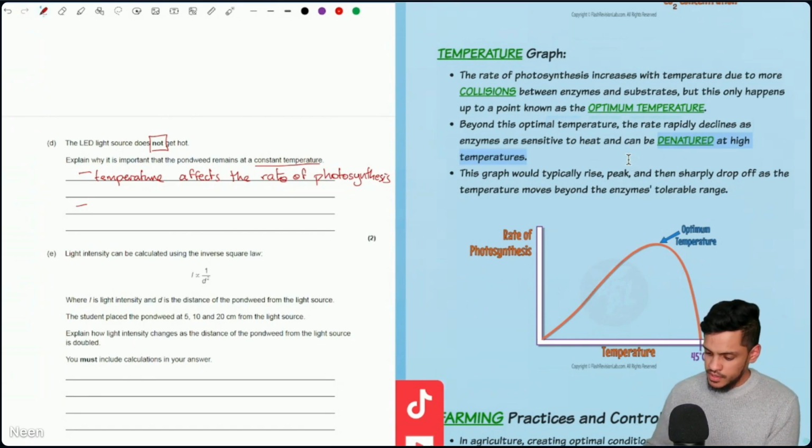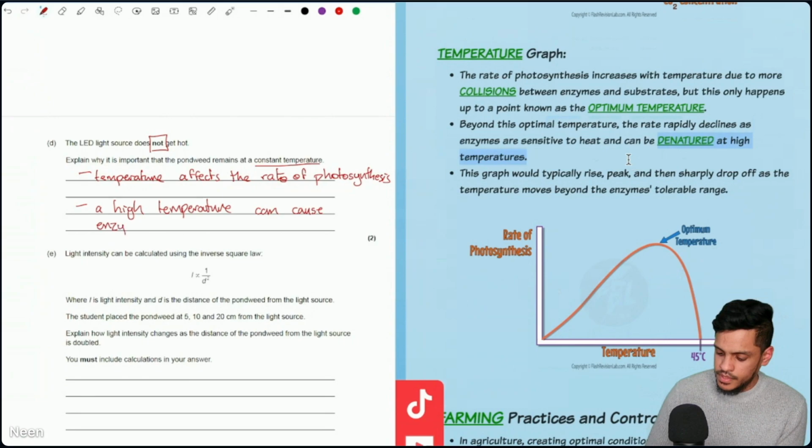So to get the second mark, you could say high temperature can cause enzymes to denature.